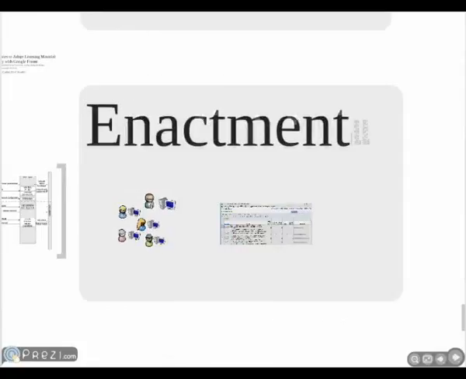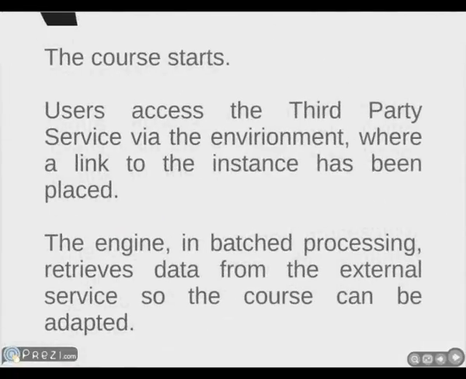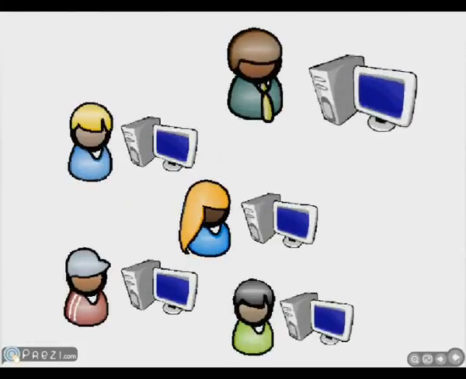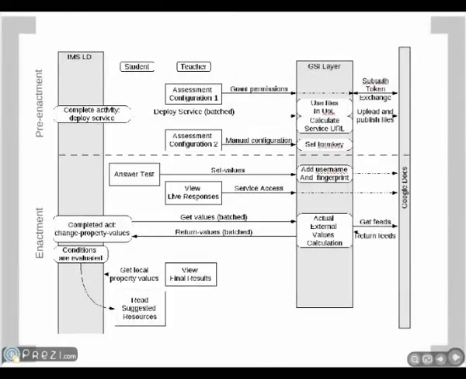The last phase in the course is called enactment. At this point, the course has started and users interact with the material and with the third-party service. Each participant performs her task on her own computer, interacting with the third-party service through a GSI layer.